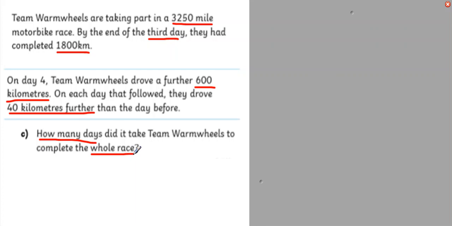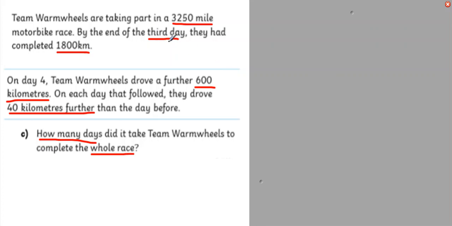Okay? So if I were you here, I would probably convert to kilometres, because there's more in the question in kilometres than there is in miles. You've only got one number here in miles, the rest is in kilometres. So if you convert to kilometres first, you can convert to miles if you like, and then work out how many days it took them to complete the whole race.